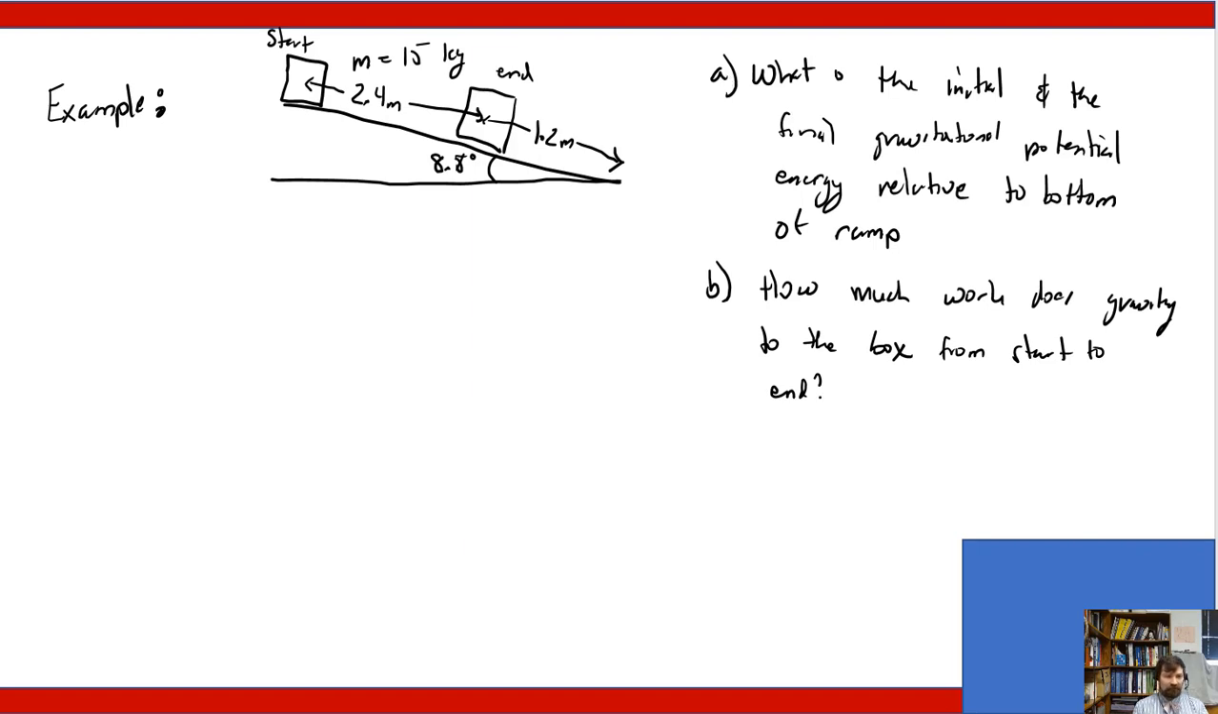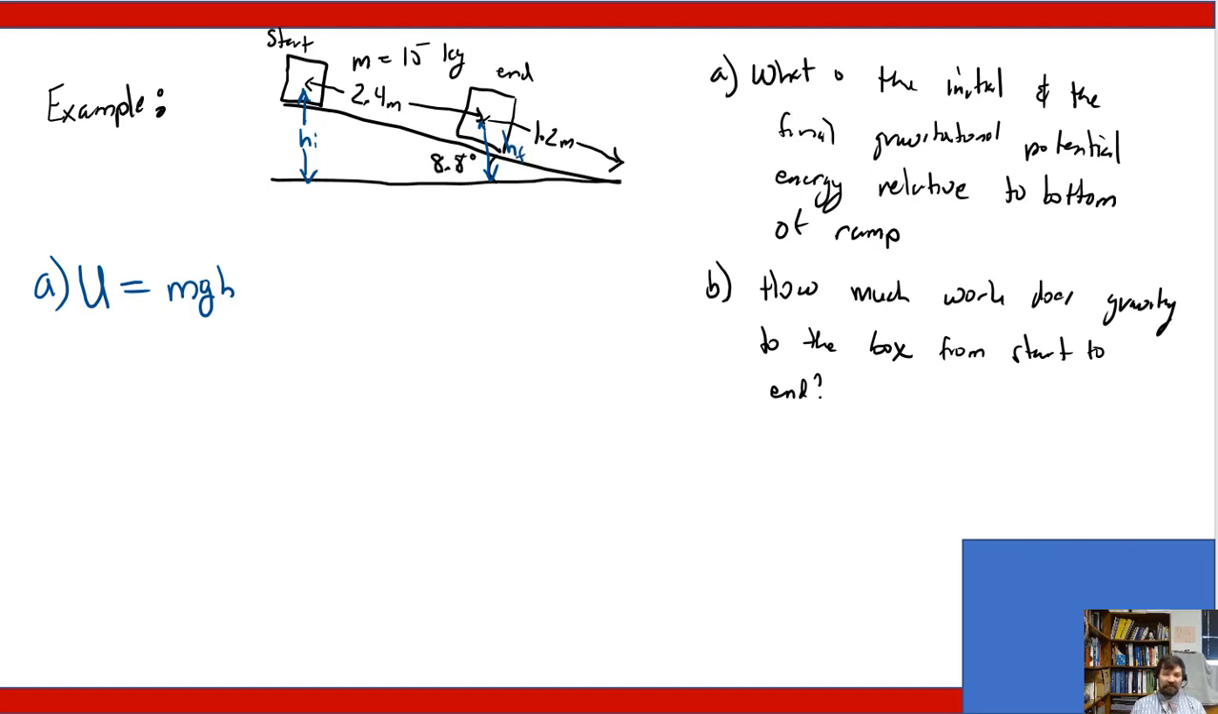Okay, so to get gravitational potential energy, U should look like m times g times h. And so this right here would be my initial height. This right here would be my final height, h final.